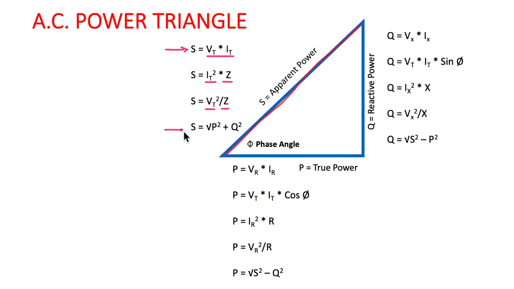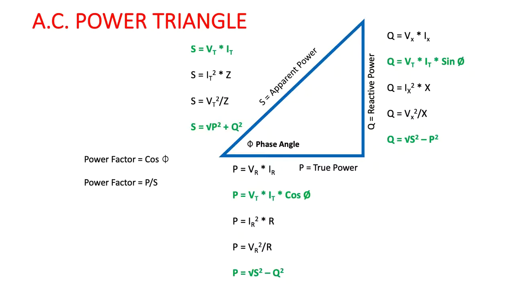Or our normal standard equation is we use S is equal to the square root of P squared plus Q squared, our standard Pythagorean arrangement. And finally, the power factor is the cos of the angle, and that ratio can also be found with the true power divided by the apparent power, or P divided by S.